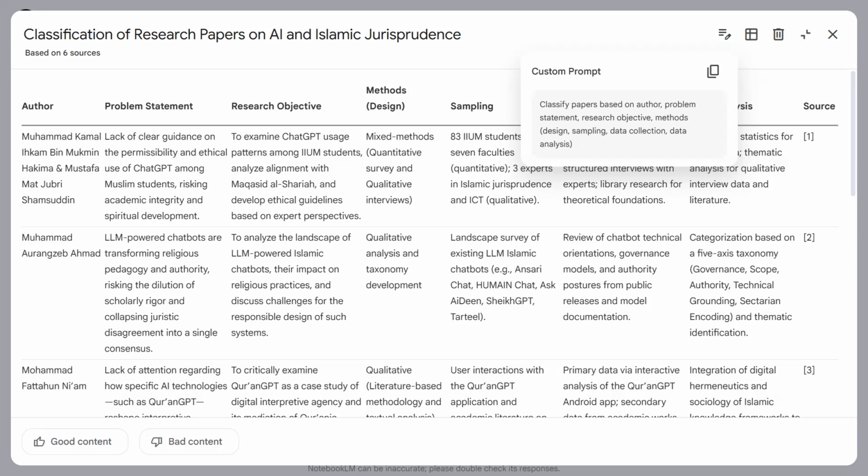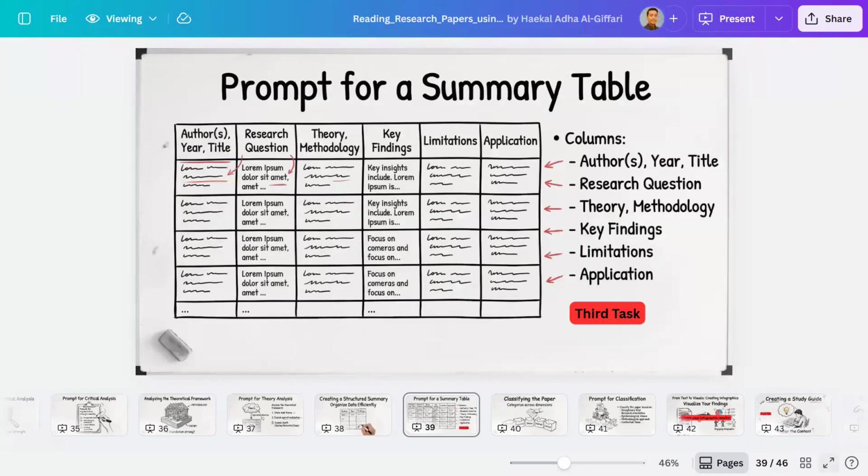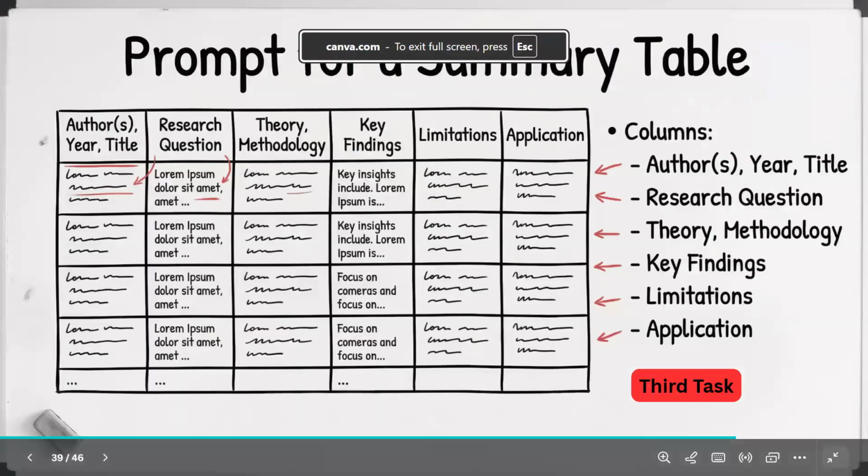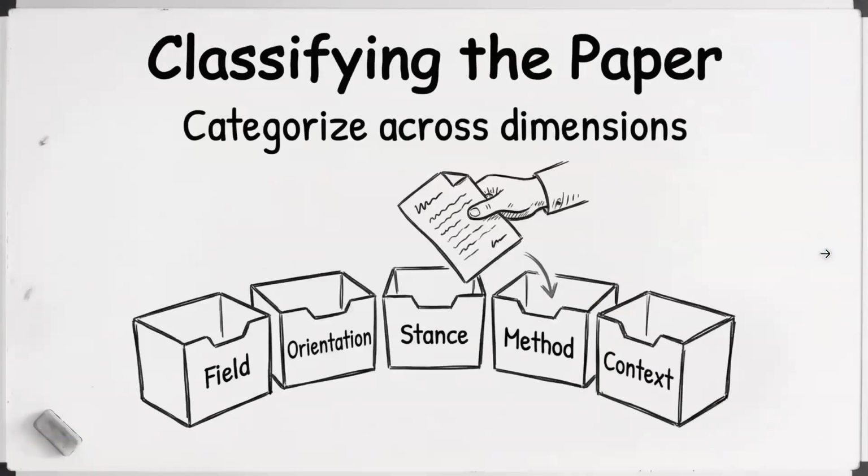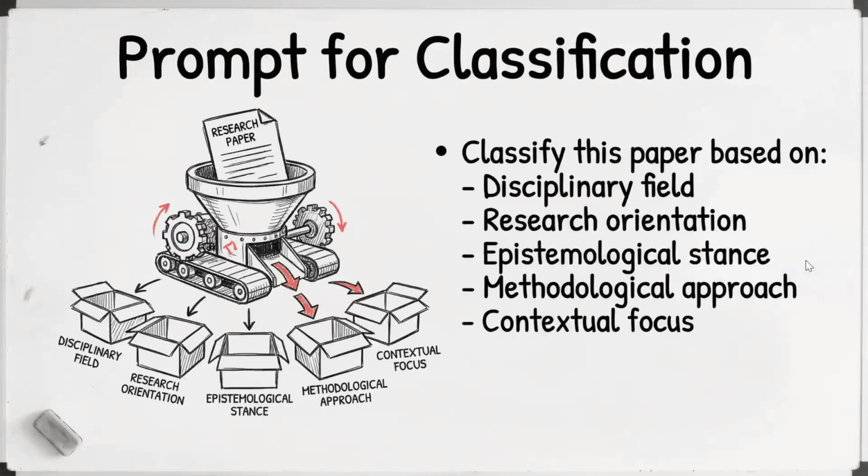Okay, I hope that you have created this because it's our class. And again, about the classification of the papers, maybe you want to classify by different things like field, orientation, stance, method, or context, to ensure you get what you want. The result will be in a table, which you can directly convert into a spreadsheet. Like this one, it's the same classification: disciplinary field, orientation, epistemological stance.